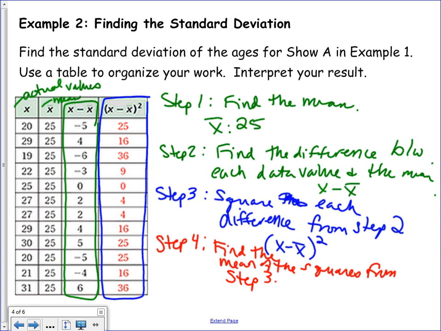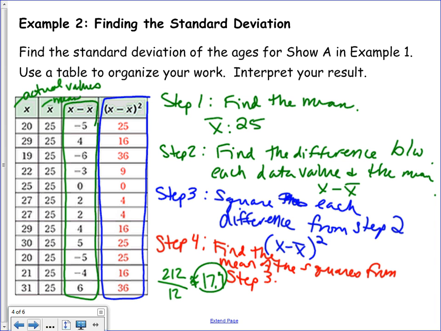So we'll add, and we'll do this quickly here. Okay, so we're adding 25 plus 16 plus 36 plus 9 plus 0 plus 4 plus 4 plus 16 plus 25 plus 25 plus 16 plus 36. So that's 212. Divided by, again, there's still 12 values. That shouldn't have changed. And we can round that to the nearest tenth. So that's 17.7, about.